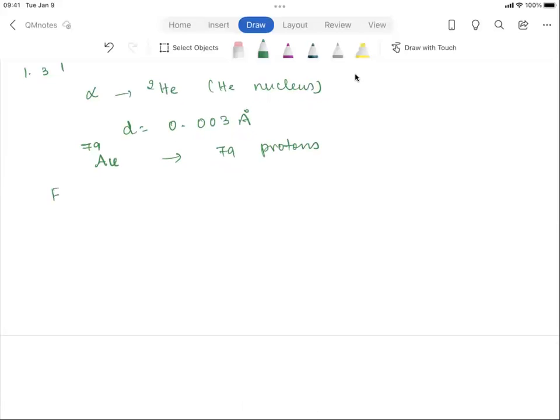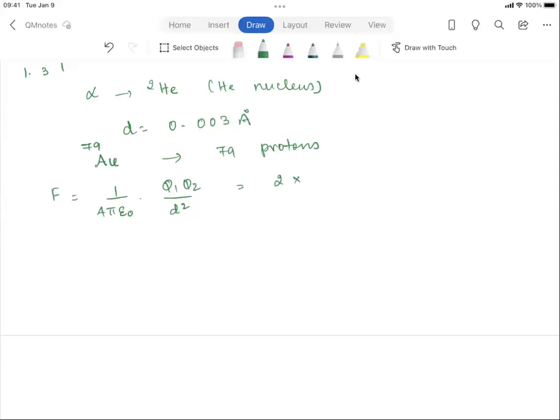So this force is nothing but a simple electrostatic force, which can be computed as 1 over 4 pi epsilon naught times Q1 Q2 over d squared, where d is the distance between two charged particles. Q1 and Q2 are the charges of the two particles. So the charge of the alpha particle would be 2 units of positive charge times the unit of charge.